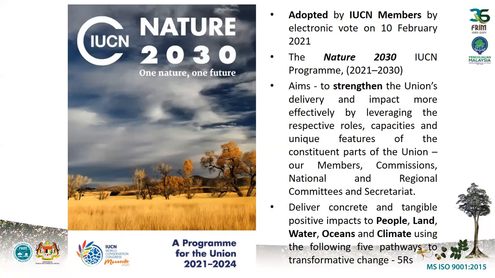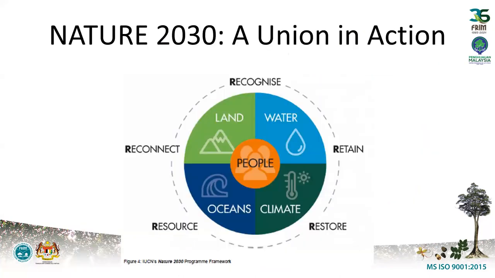So ini adalah target-target di bawah Nature 2030 ni. Dia panggil One Nature One Future. Program ni 2021 until 2024. Jadi transformative change dia ni ada 5, ada 5 R dia panggil. 5 R tu adalah kita recognize, retain, restore, resource, I mean maintain our resources, and reconnect. So that's why dia 5 elemen tu, tengok people kat tengah-tengah, manusia. Bagaimana manusia akan memerlukan semua ni dan bagaimana kita punya action untuk memulihara the whole thing, maksudnya land, water, climate and oceans. That's why kadang-kadang bila kita tengok pada masa sekarang ni increase je 1 degree Celsius, kita dah rasa lain macam dah, that's why negara kita commit to address climate issues.